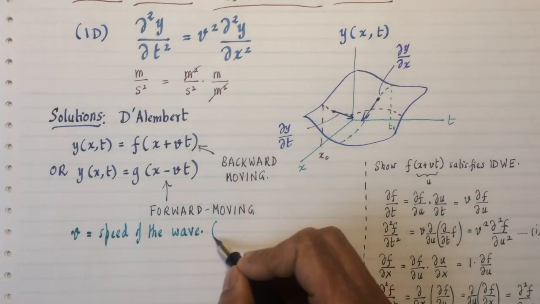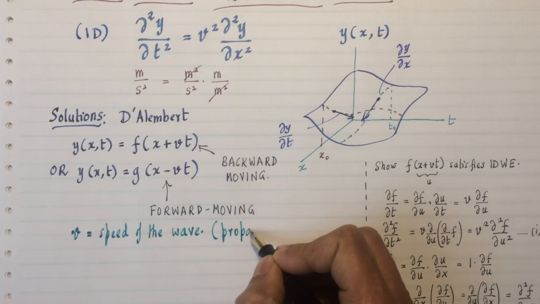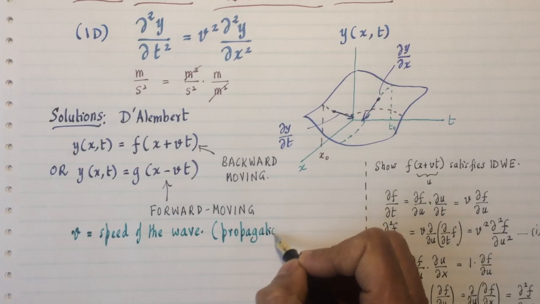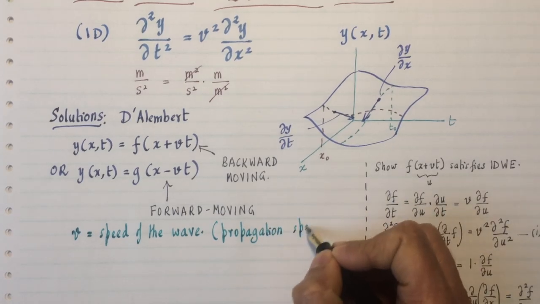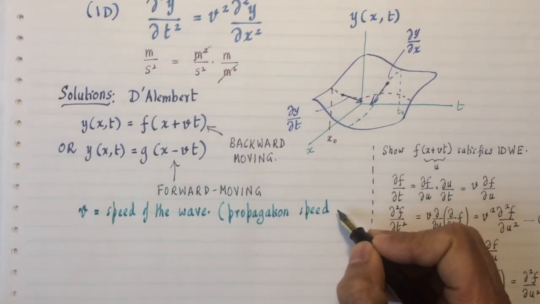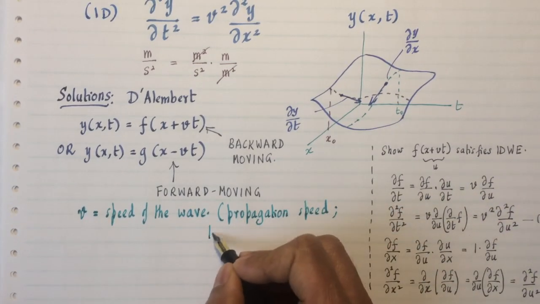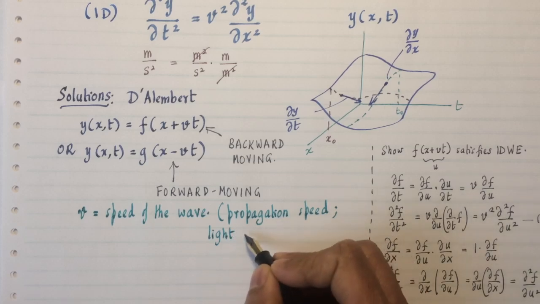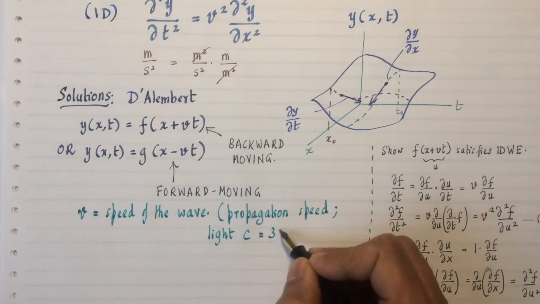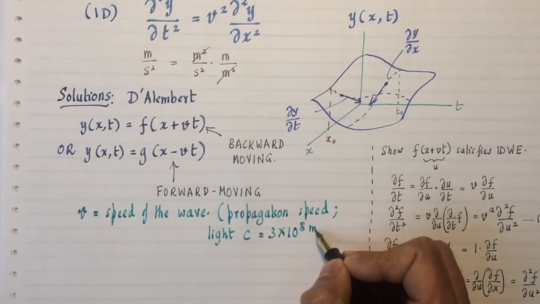So sometimes it's called the propagation speed. Let's give some examples here. For example, the speed of light. Light has got a propagation speed which is so sacred, it's got its own symbol. It's called c, and that's 3 times 10 to the 8 meters per second.